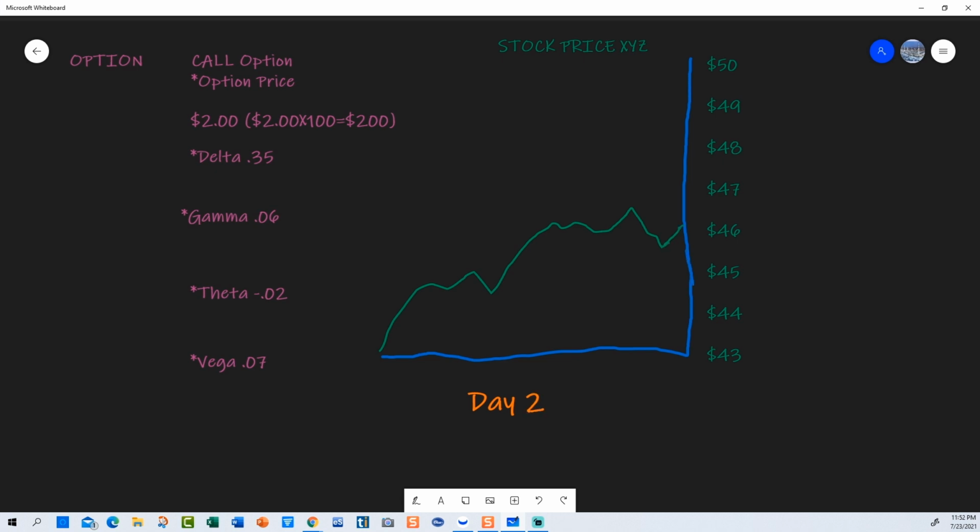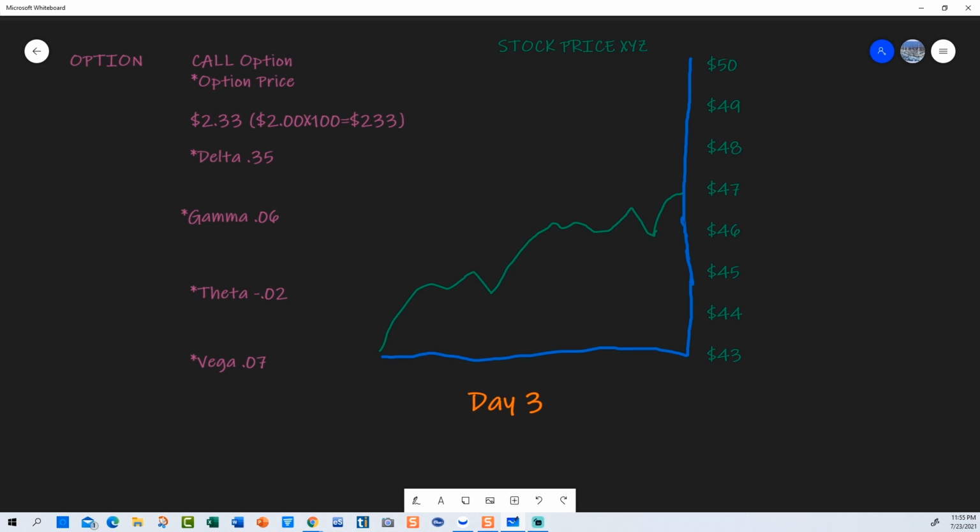So day 2, our stock XYZ has jumped to $46, an increase of $1. With the increase of that dollar, you see our option price is now at $235 because of the 0.35 delta, giving us a profit of $35 on our $200 initial investment. Theta time decay will subtract 0.02, bringing us down to $233.